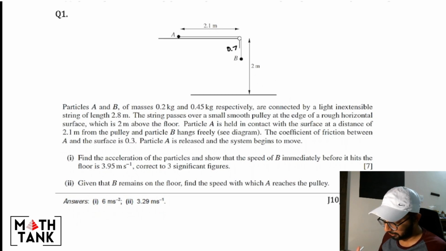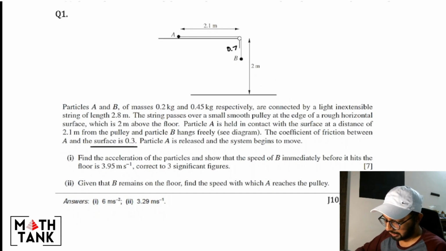Particle A is held in contact with the surface at a distance of 2.1 meters from the pulley, and particle B hangs freely. The coefficient of friction between the surface and A is 0.3. Particle A is released and the system begins to move. So the system is going to move towards B because B has higher weight. Find the acceleration of the particles and show that the speed of B immediately before it hits the floor is 3.95, correct to 3 significant figures.